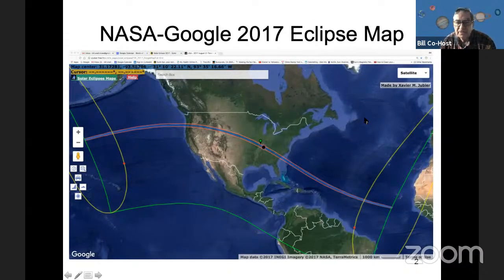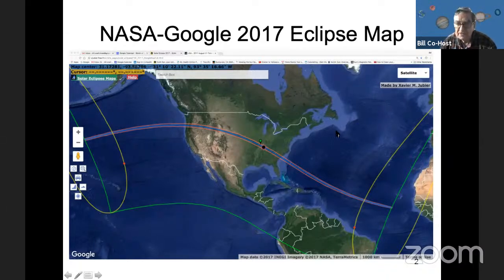So back in 2017, Google Maps and a guy named Fred Espenak put together a path of the eclipse. You can see this one went all the way from the West Coast up in Oregon, down across the United States and ended up, I believe, in Georgia. So it was pretty cool. And if you could get to see one, it's definitely worth doing. The guy that put this one together was Javier Jubia, and he and Fred Espenak do a lot of work on eclipses.